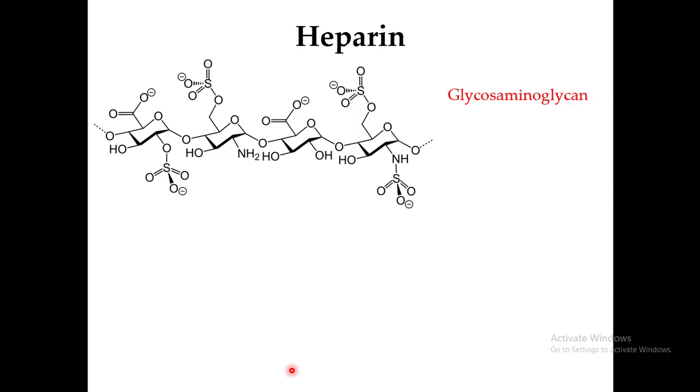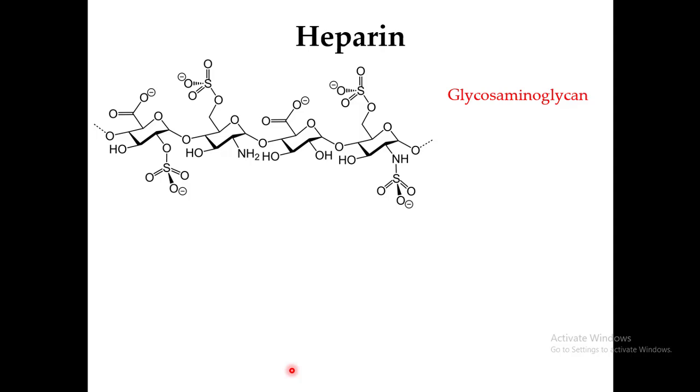Now, in this particular video, I want to focus on another important component which is present in the granule of the basophils, and that is known as the heparin. Heparin belongs to a particular class of chemicals known as the glycosaminoglycans, and this is the general structure of the heparin.